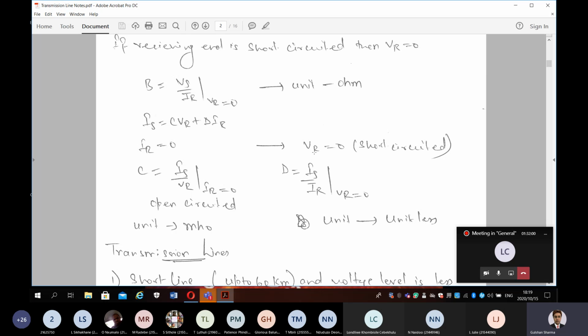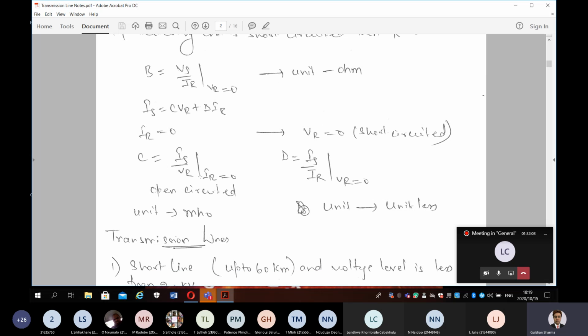Okay, if VR is 0, then I can write that D equals Is by IR. Again, it's unitless, and here the unit of I by V will be mho.